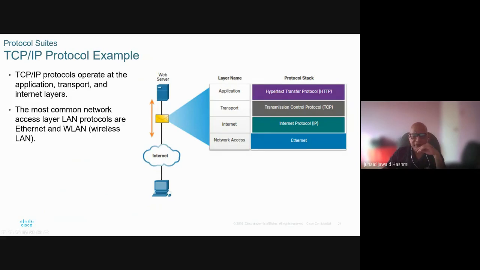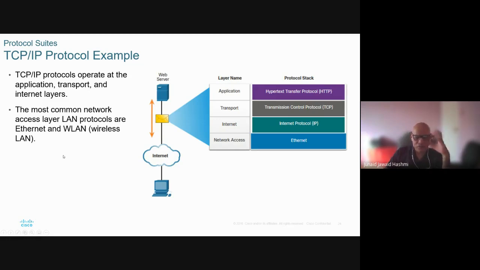So these are examples of TCP/IP protocols. At the application layer, you have HTTP, hypertext transfer protocol, the application layer protocol. TCP is transport, and IP is internet. And then you have Ethernet.